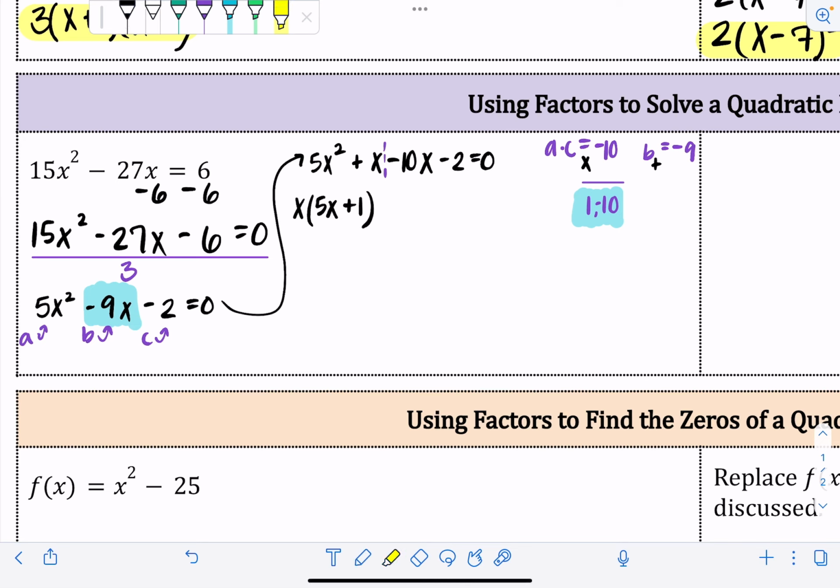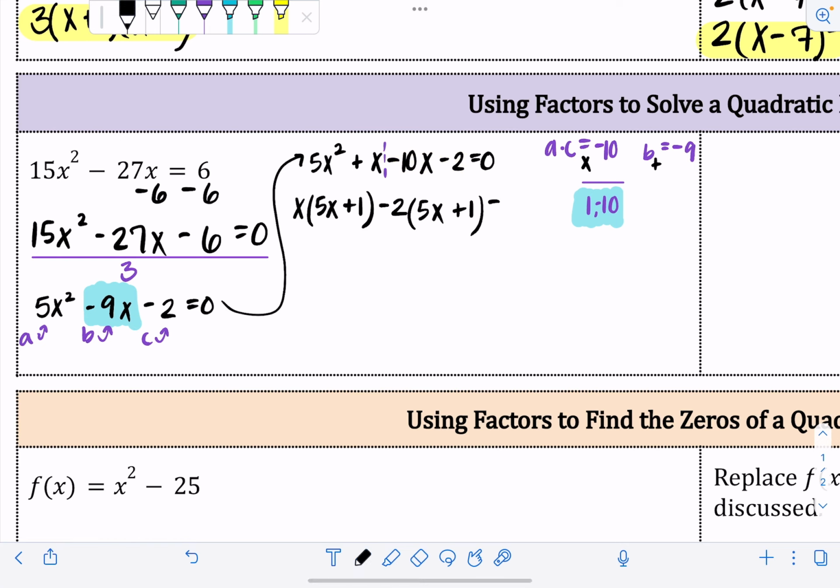And then for my other side, negative 10x minus 2, I would have to factor out a negative, because the first number is negative, and a 2 would be my GCF. So I'm going to do minus 2. And when I divide the negative 2 from negative 10x, that becomes positive 5x. And when I divide negative 2 from negative 2, that becomes positive 1.